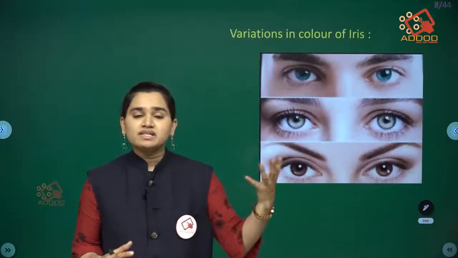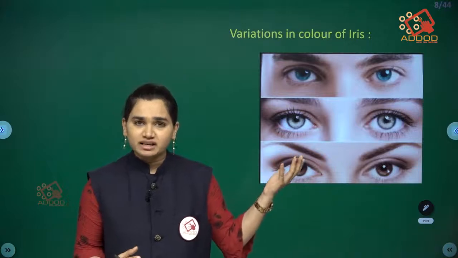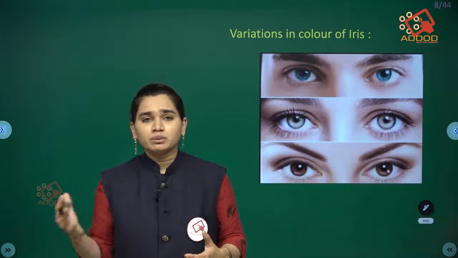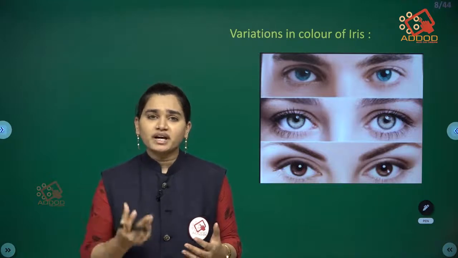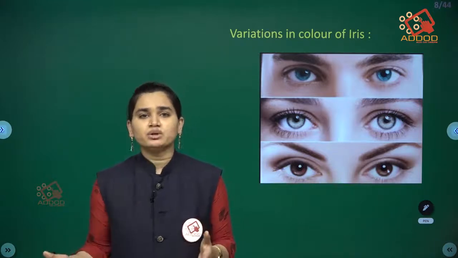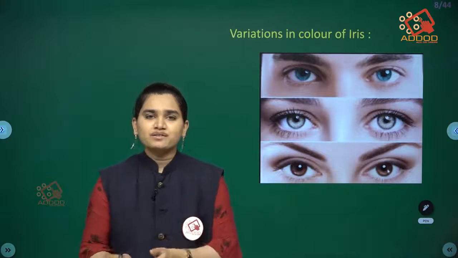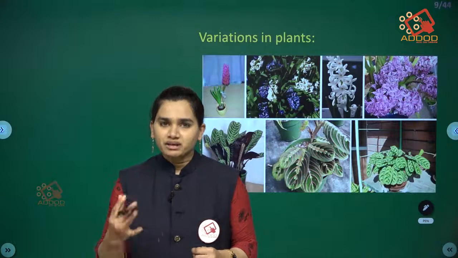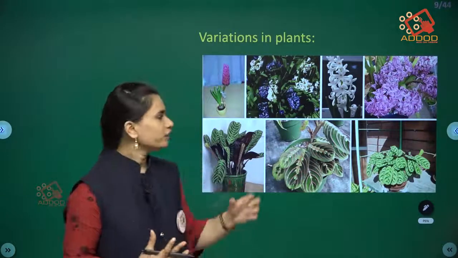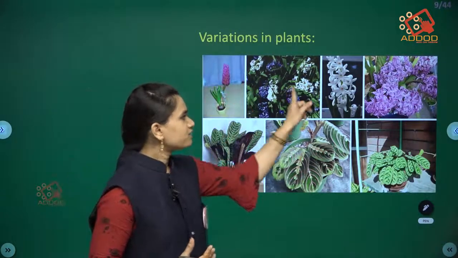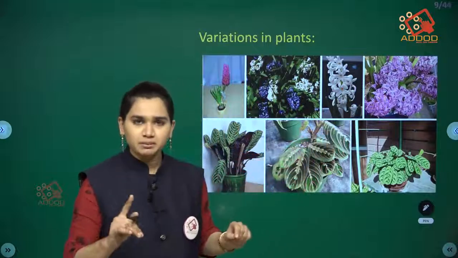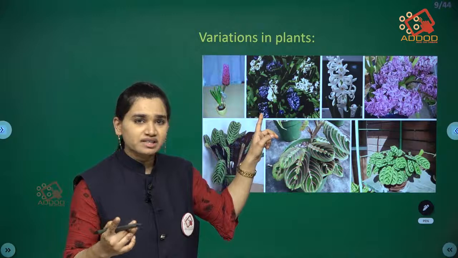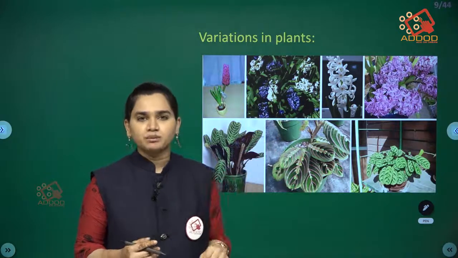Similarly, when you compare the color of the eyes, any person can be having blue eyes, the other might be having brown. The color of iris varies from one individual to other individual. So since there is a difference in the character, that accounts to be a variation. Now when you compare in a group of plants, now if you observe this picture, these four pictures belong to the same plant, but what variation you can observe here is the color of the flower that they are producing.